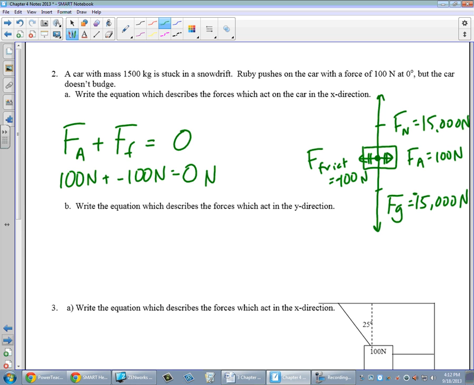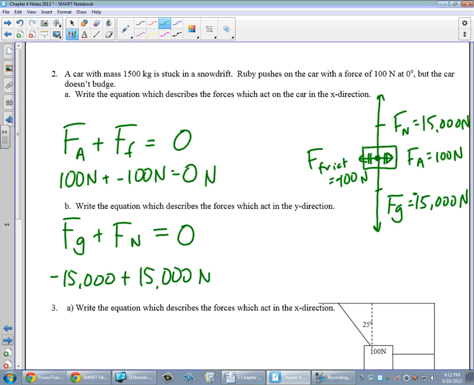Write the equation which describes the forces which act in the y direction. This is exactly the same as question 1. Fg plus Fn equals 0, or I can say that negative 15,000 newtons plus 15,000 newtons, oops, forgot my N, equals 0 newtons.